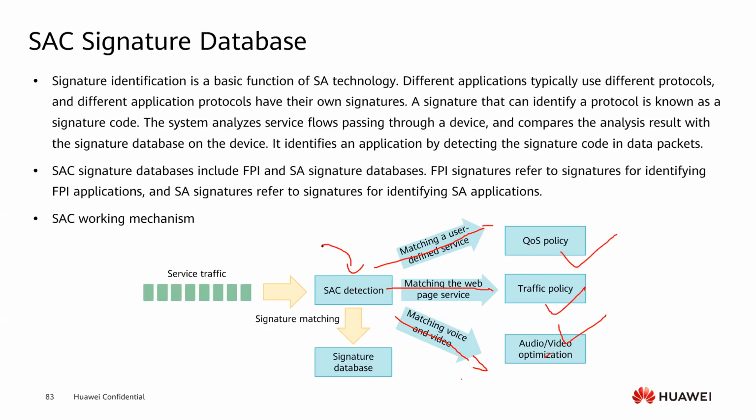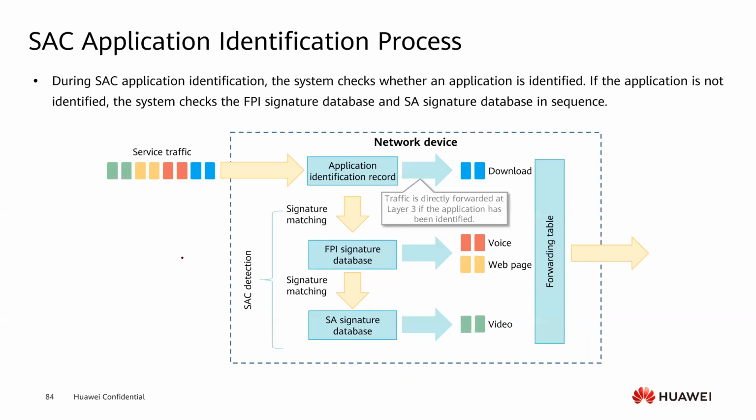So how do we recognize the traffic? We will go through the signature database. This picture we already talked about before, like how to go through the signature. How to identify the traffic, how to identify the application based on those two databases, FPI and SA.